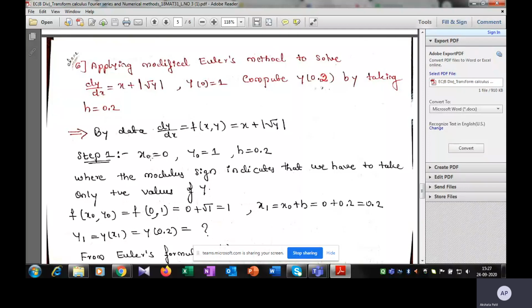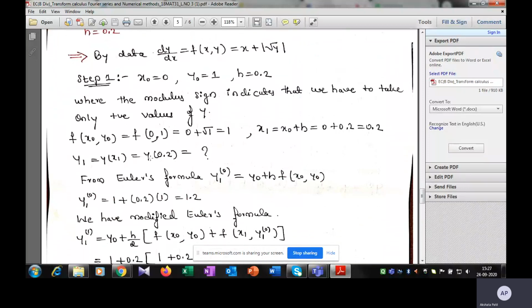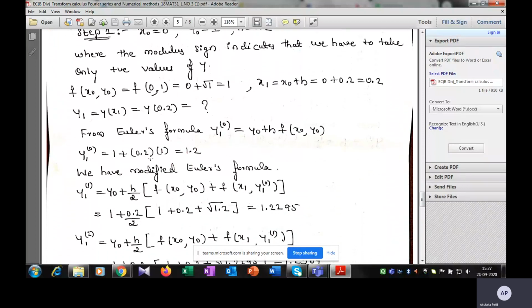Okay, so x0 we already know is 0, y0 is 1, and h is 0.2. Let us calculate the function f of x0 comma y0. Substitute the values here, x0 is 0, y0 is 1. The equation is x0 plus mod of root y0, so 0 plus mod of root of 1. You will get 1 only. Thus, f of x0 comma y0 is 1.